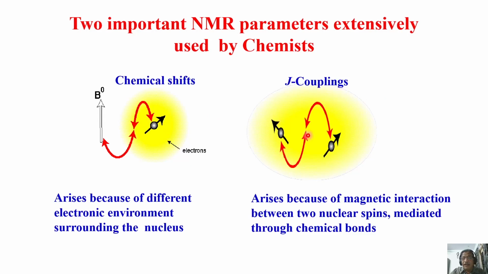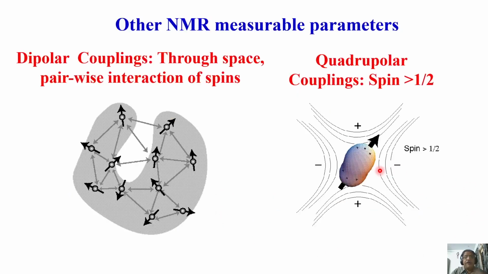And this J coupling again, there is a magnetic field because of the electrons surrounding it through the bond. This goes through the bond and finally goes to this. This arises because of magnetic interaction between two nuclear spins mediated through covalent bond. Remember this. And there are other measurable parameters I told you. One is the dipolar coupling, that is through space, which is a pairwise interaction of spins. That means there are n number of spins possible in a molecule. N number of protons or even heteronuclei are present, let us say. Each spin can interact with all the remaining spins depending upon their spatial proximity.